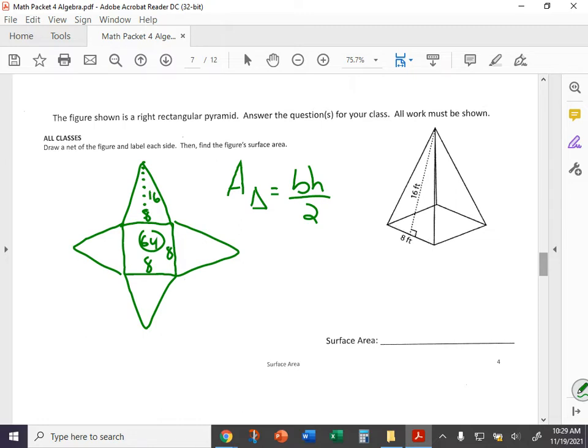And once you calculate all the areas of each of the 5 surfaces, add them all together, and that's going to be your surface area. But don't forget to draw that net, because you need that net there also.